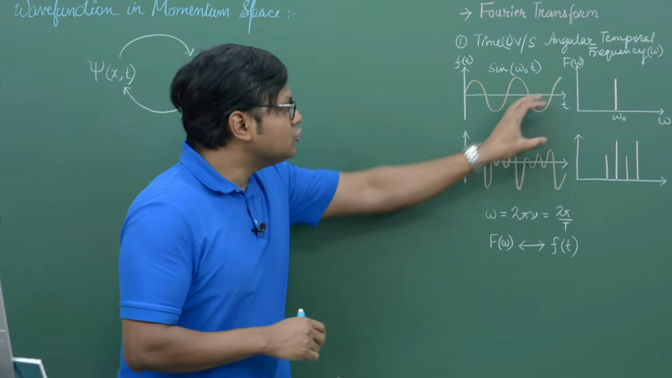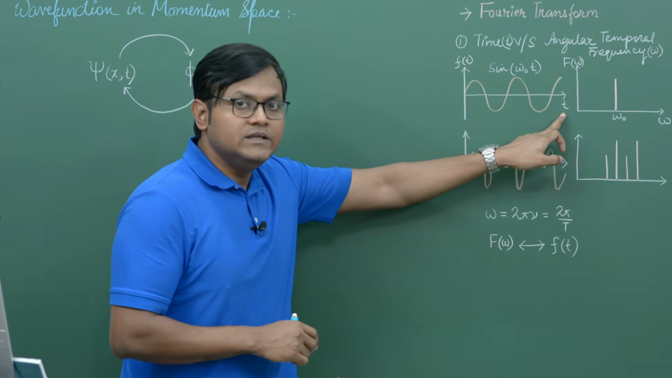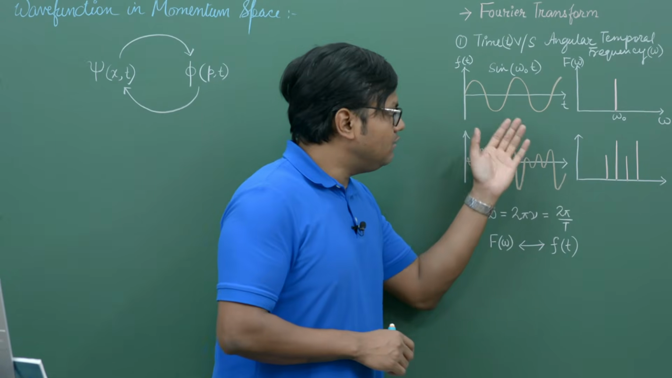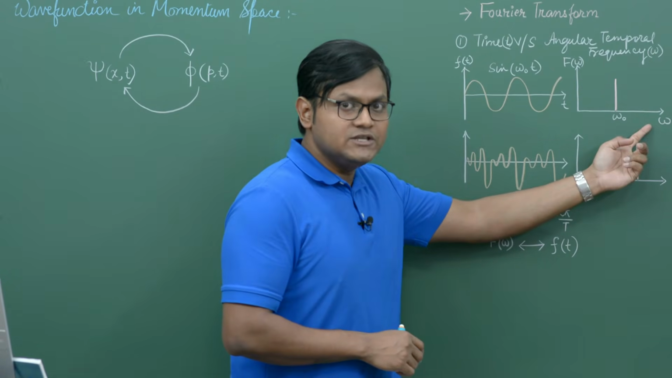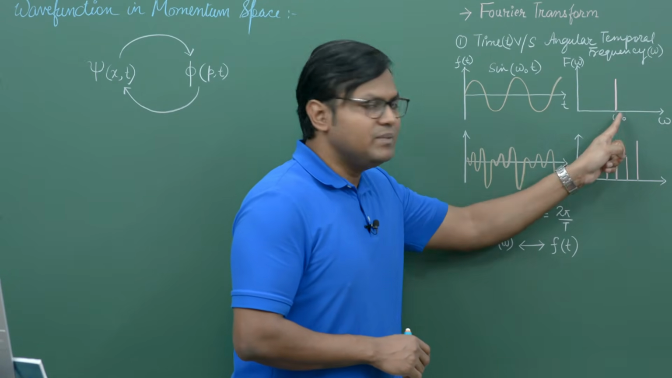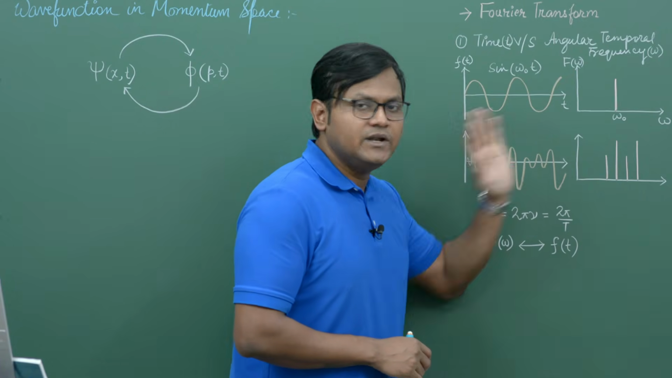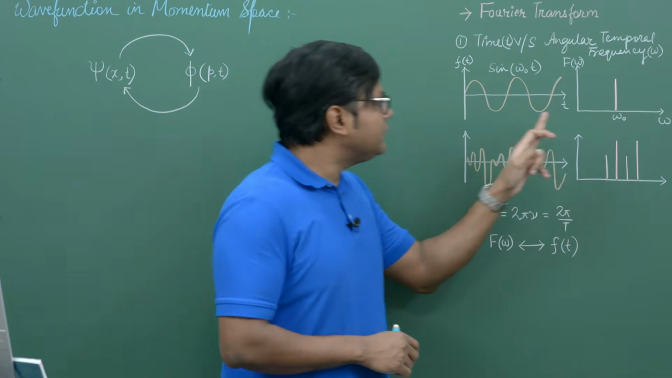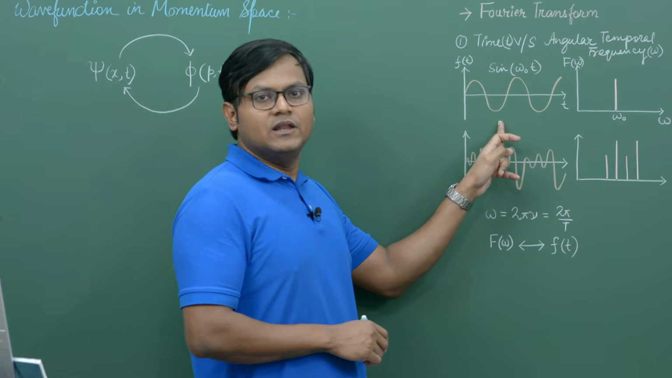So this is how it looks in terms of the time domain. But if I look at the same signal in terms of the frequency domain, then I just get a simple distinct line here at this particular omega naught. So this is known as the Fourier transform of this particular function.